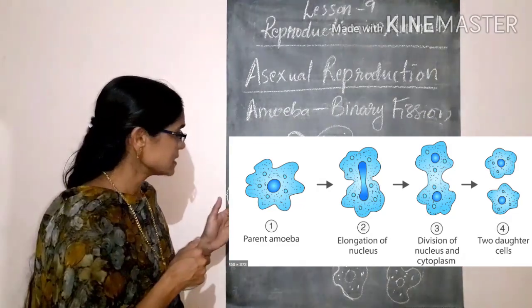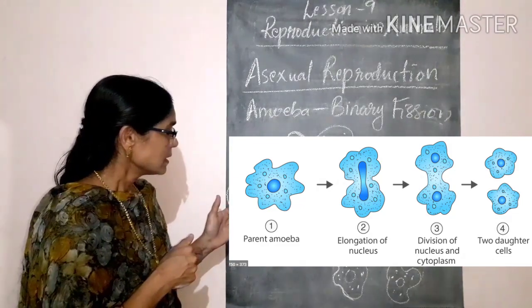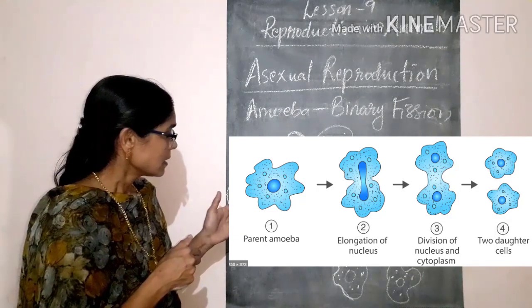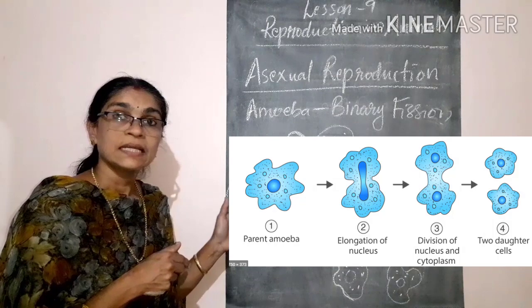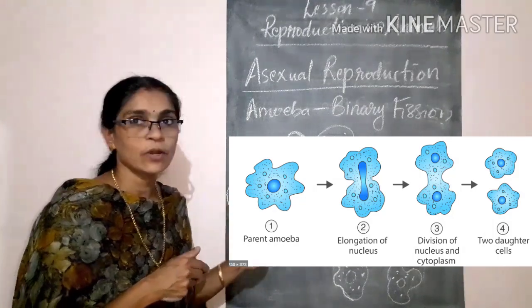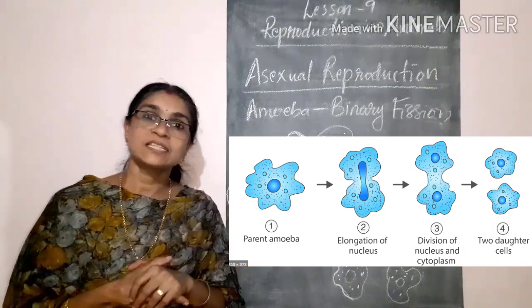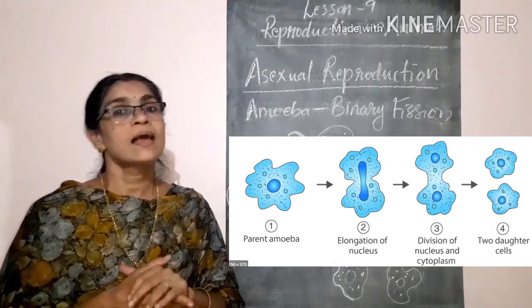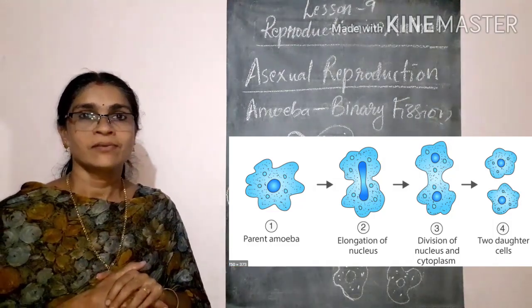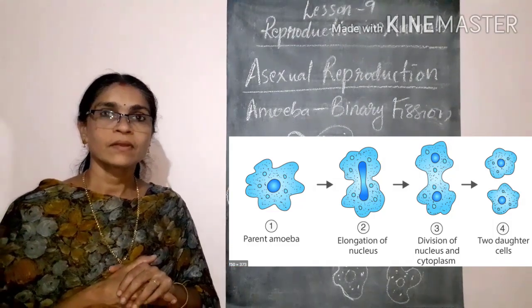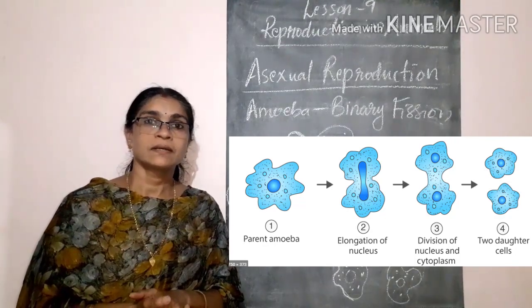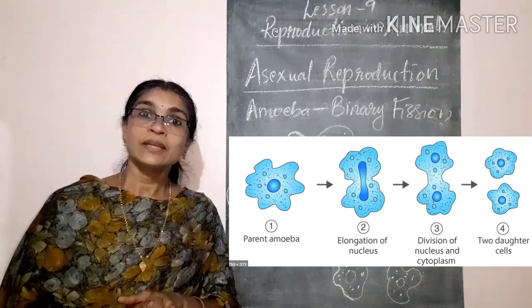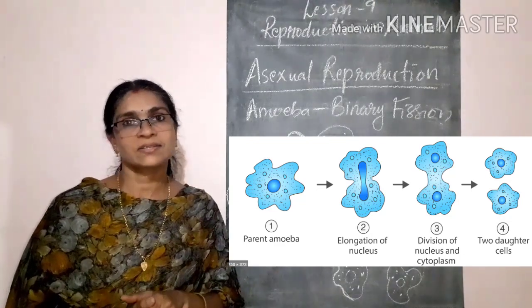Here also we can see that only a single parent is involved in the reproduction. Such a reproduction we can term as asexual reproduction. Okay. There are many other types of asexual reproduction that you will study in your higher classes.